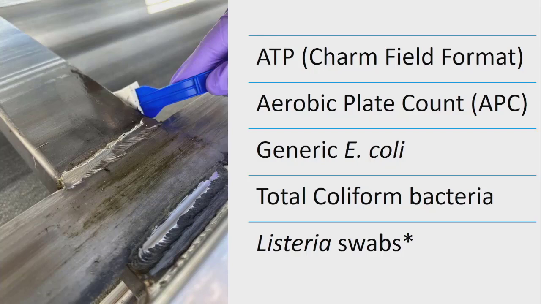We are pulling an ATP reading, again, because that's an easy real-time check that could be used in the field. And then we're looking at aerobic plate count, generic E. coli, total coliforms, and then we will enrich for Listeria species if that is something that the grower or the harvester wants. Certainly not everybody has opted into that, but we have made that available to them.